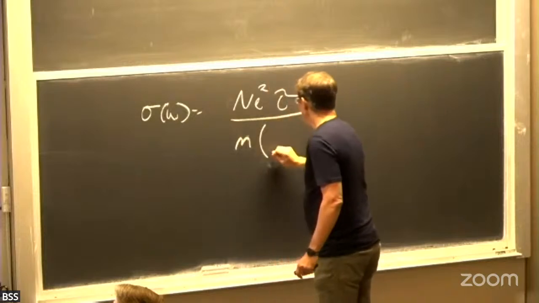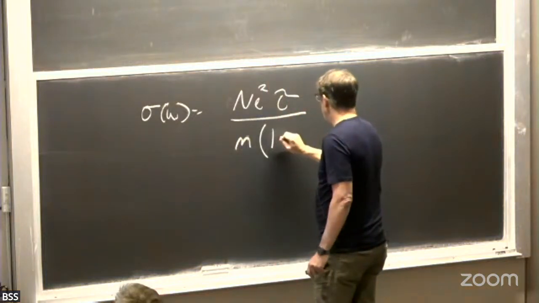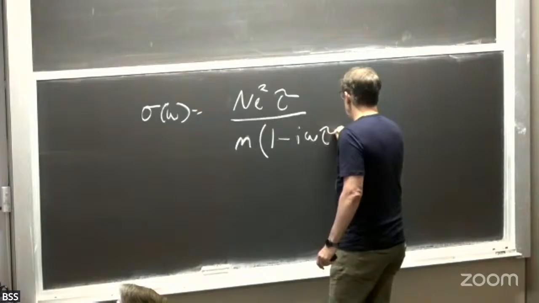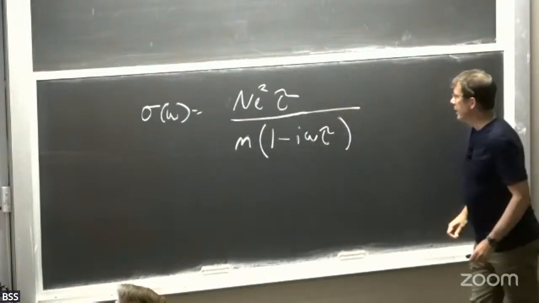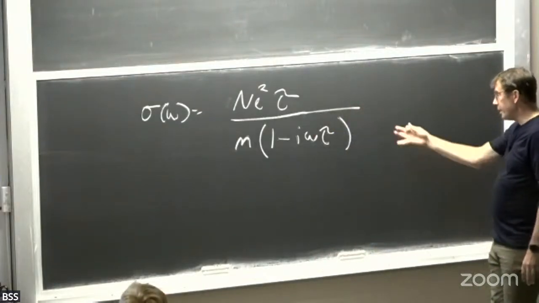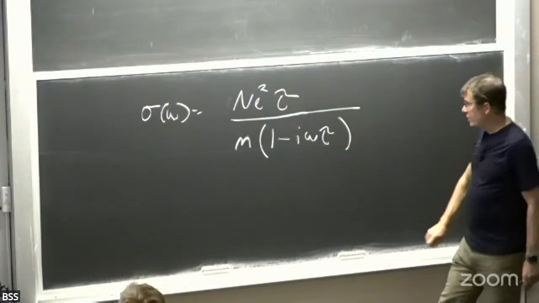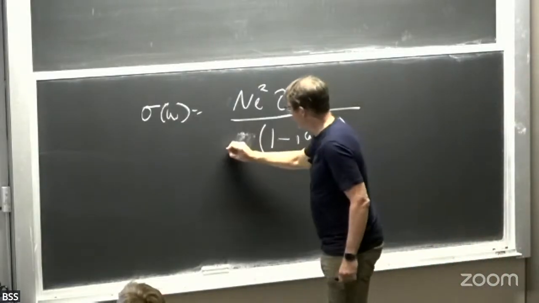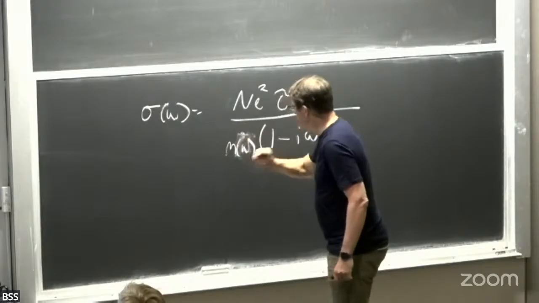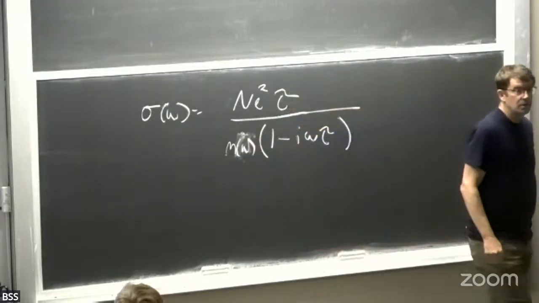I'll put this here. Let me put it as 1 minus i omega tau, right? So that's the Drude expression. And one of the things that I had mentioned yesterday was that I wanted to think about this mass here as a quantity which has a frequency or energy dependence.